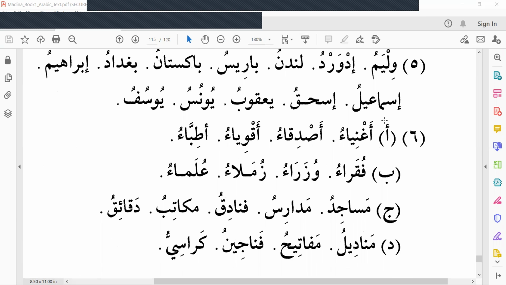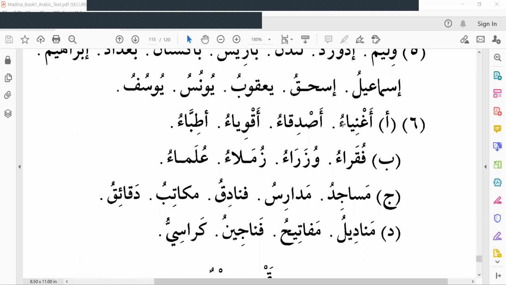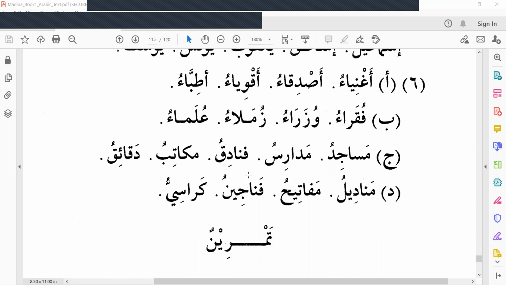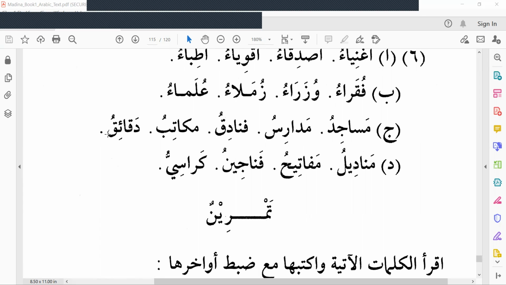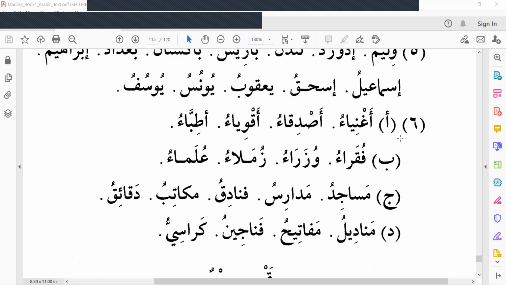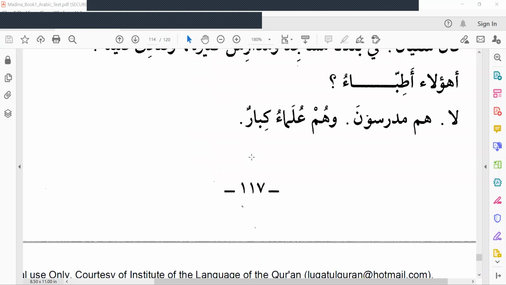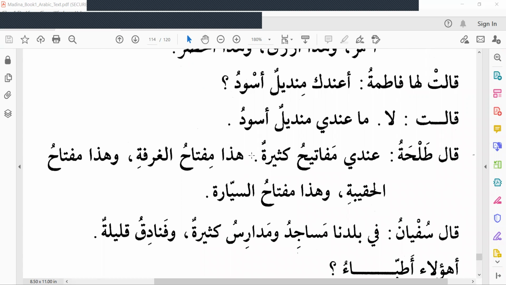And sixth category, there are 4 patterns of plural that will be considered as al-mamnu min as-sarf. What are the patterns? Af'ila'u, fu'ala'u, mafa'ilu, mafa'iylu. For example, aghniya'u, asdiqa'u, aqwiya'u, atibba'u are all af'ila'u pattern. Fuqara'u, wuzara'u, zumala'u, ulama'u are all fu'ala'u pattern plurals. Masajidu, madarisu, fanadiqu, makatibu, daqa'iqu are all mafa'ilu pattern plurals. Manadilu, mafatihu, fanajinu, karasiyu: the difference between these two is that there is a ya before the last letter. So all these 6 categories of nouns will be called al-mamnu min as-sarf, which will not take kasra and which will not take tanween.